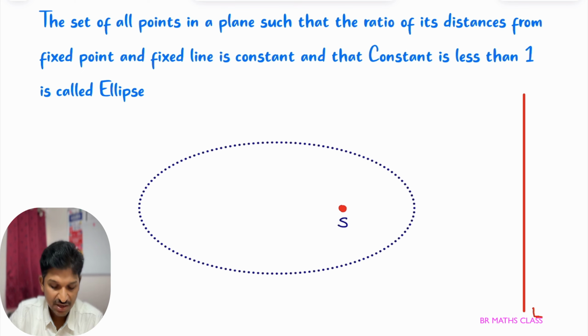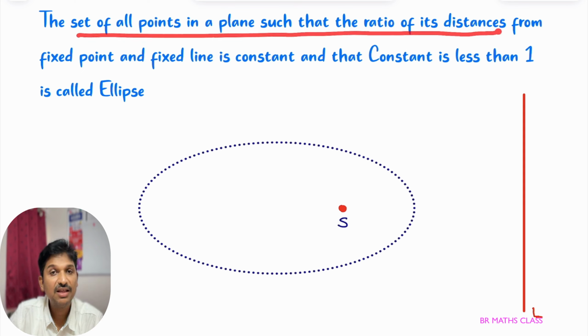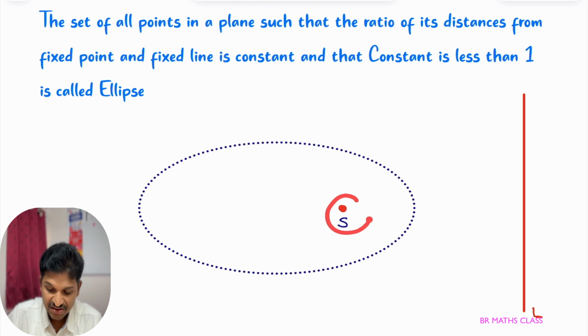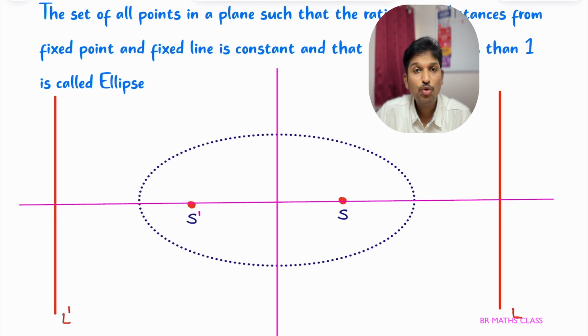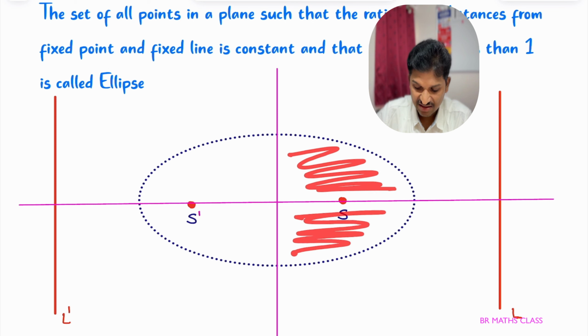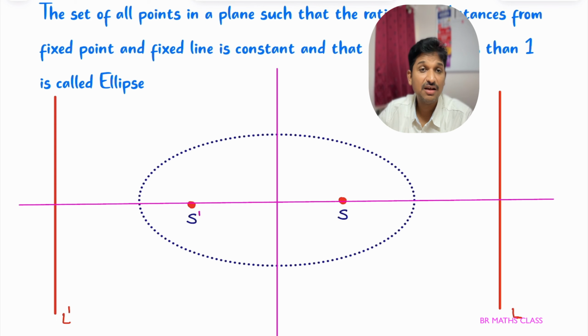What is the definition of ellipse? Set of all points in a plane such that the ratio of its distances from a fixed point and a fixed straight line is constant, and that constant is less than 1, is called an ellipse, right? Here the fixed point S is called the focus. The fixed line L is called the directrix. And one more thing is, this ellipse is symmetrical about the coordinate axes. See here, this area is the same as this area, and this area is the same as this area. This ellipse is symmetrical about the coordinate axes.